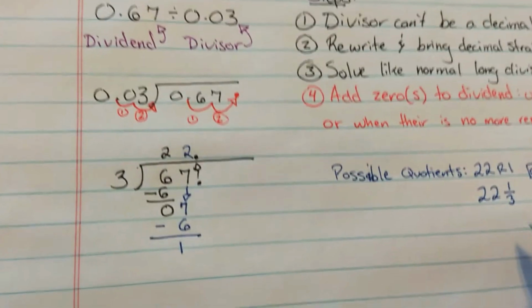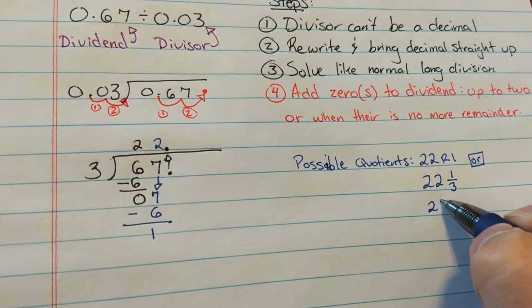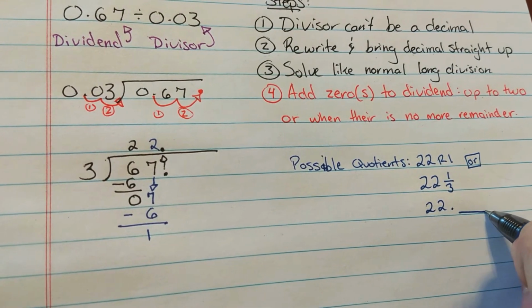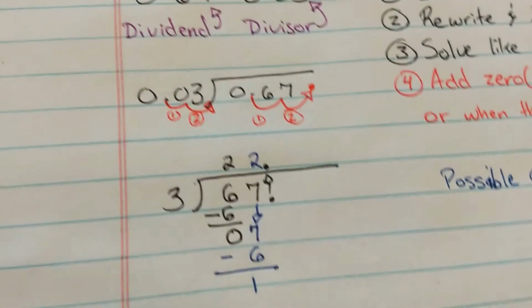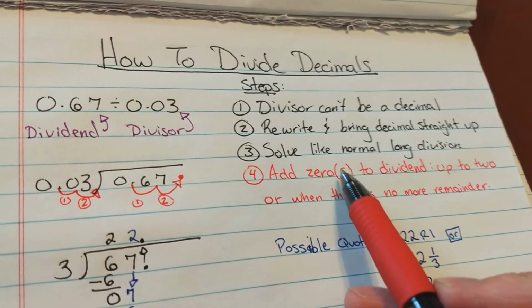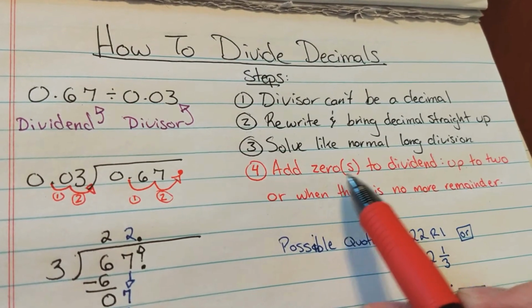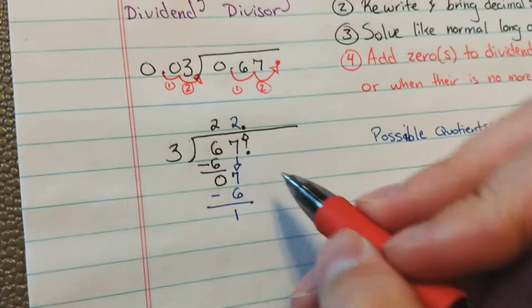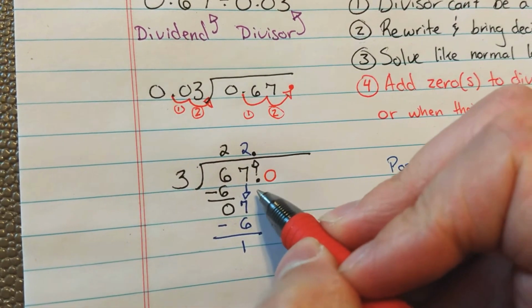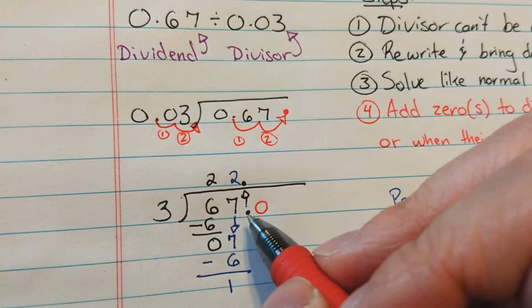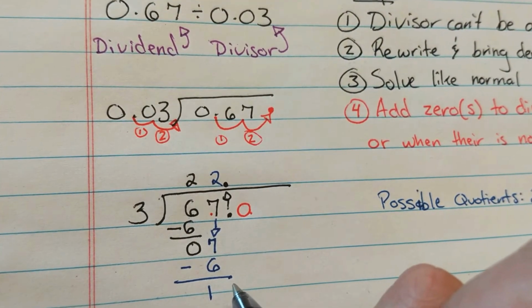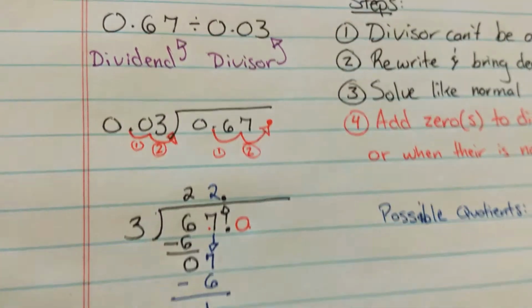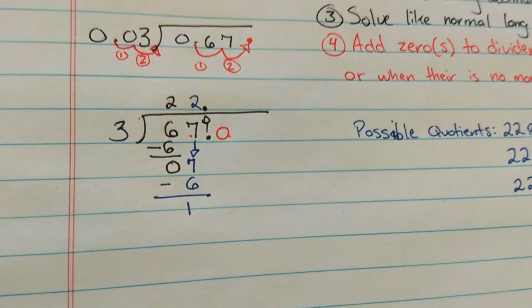But if I want a decimal, I need to figure out what's going to go on after that decimal. So let's go ahead and keep going. This brings us to that red rule right here. I'm going to add zeros to the dividend. When I add a 0 here, it's after the decimal, so it's not changing the value. This is like saying I had $67.00. Well, that's still $67, so it doesn't change the value.